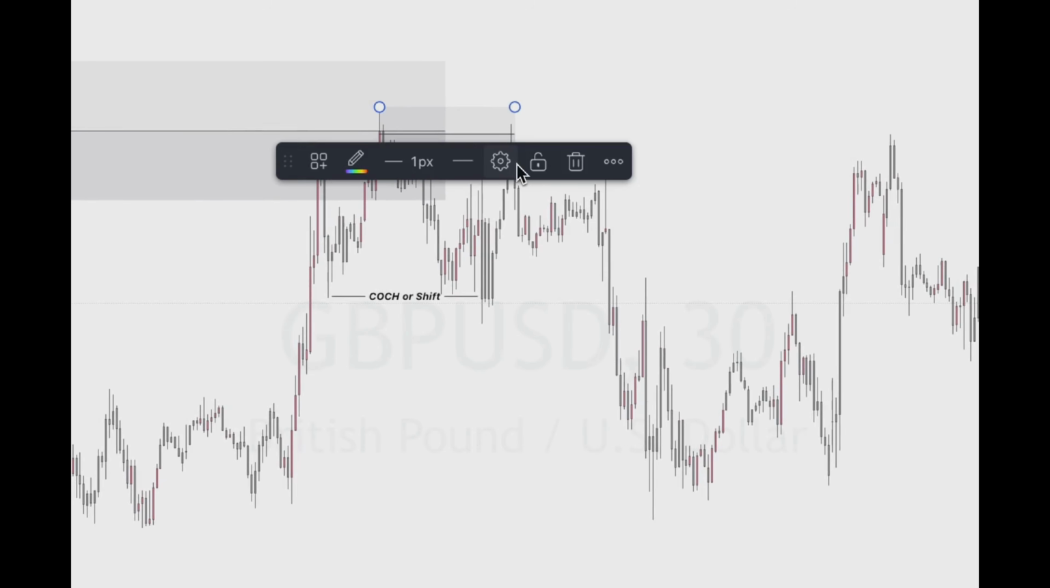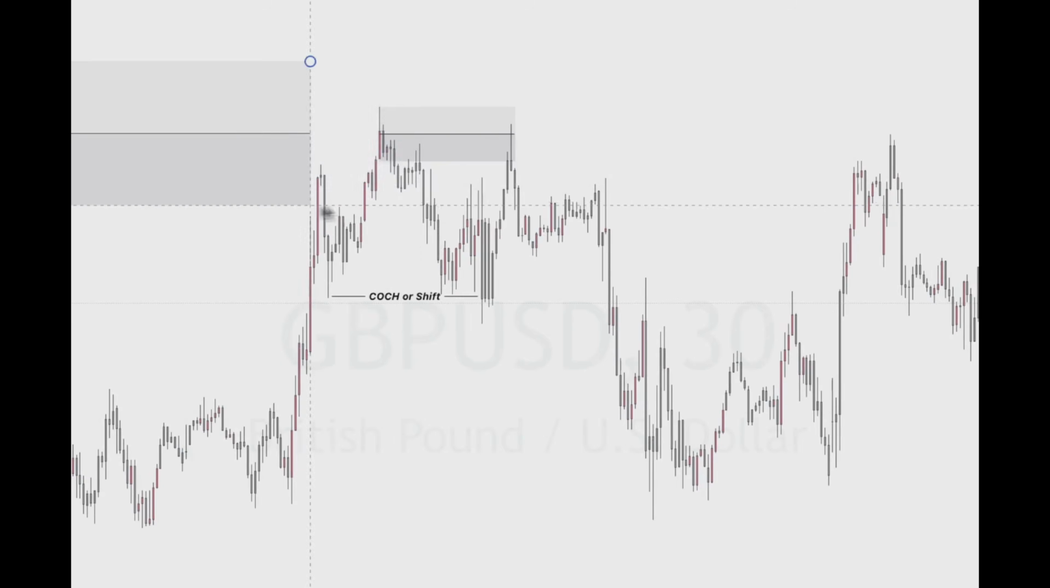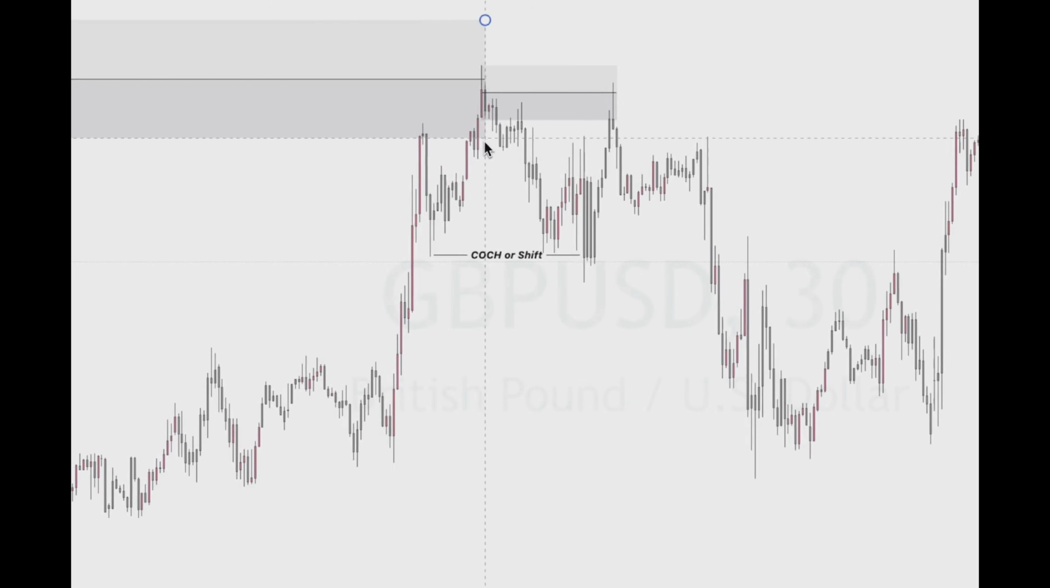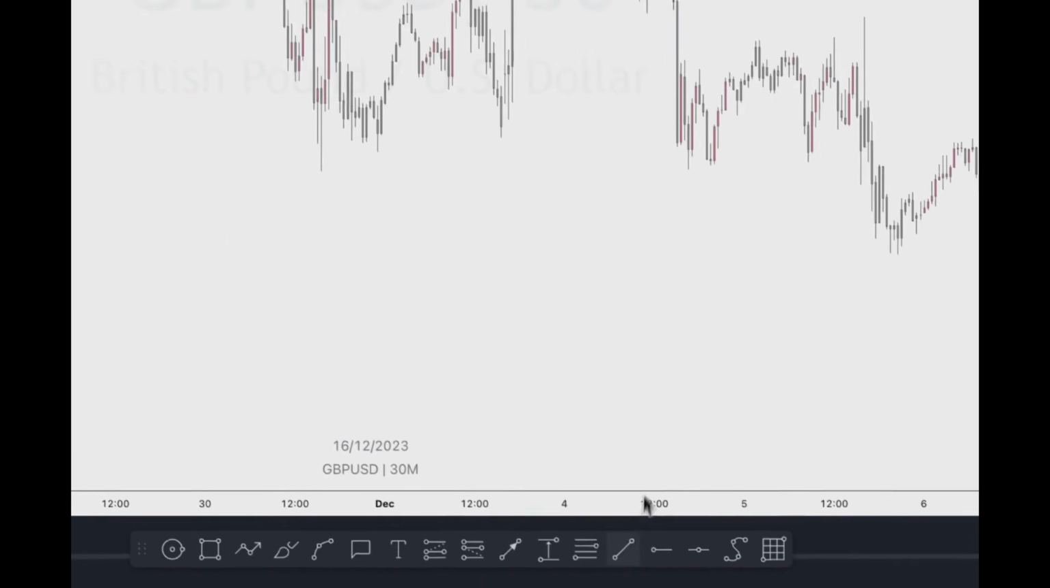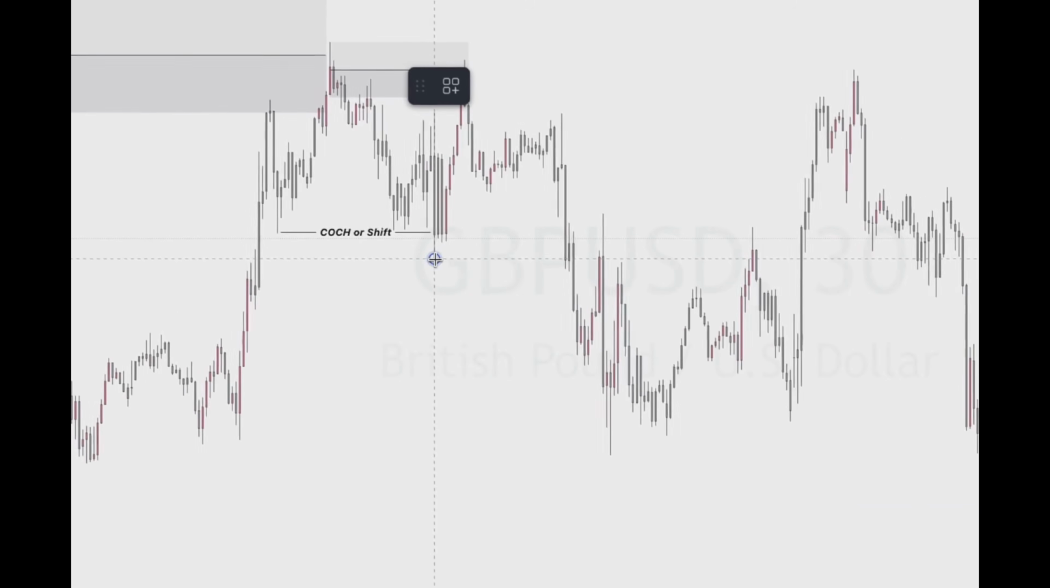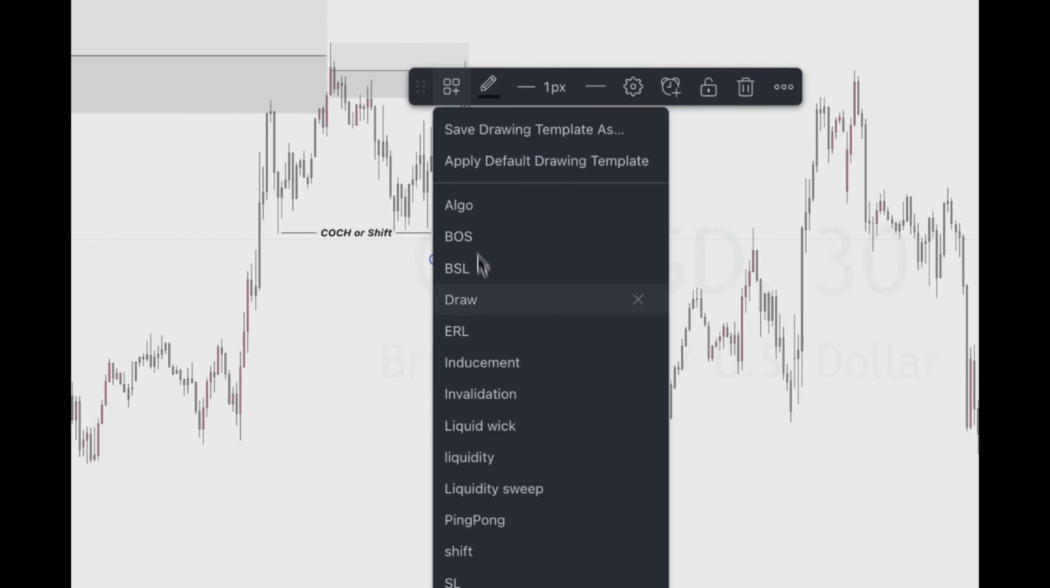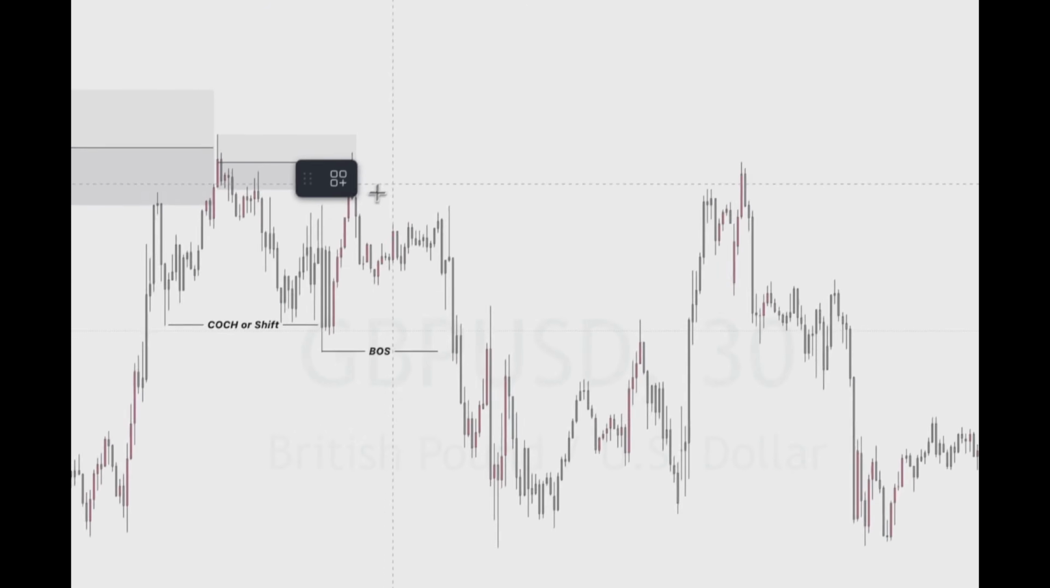Now let us say you are not available when price mitigated the other block. Price still presented another entry, which is here. When price broke structure here, you can see a very valid order block above here.